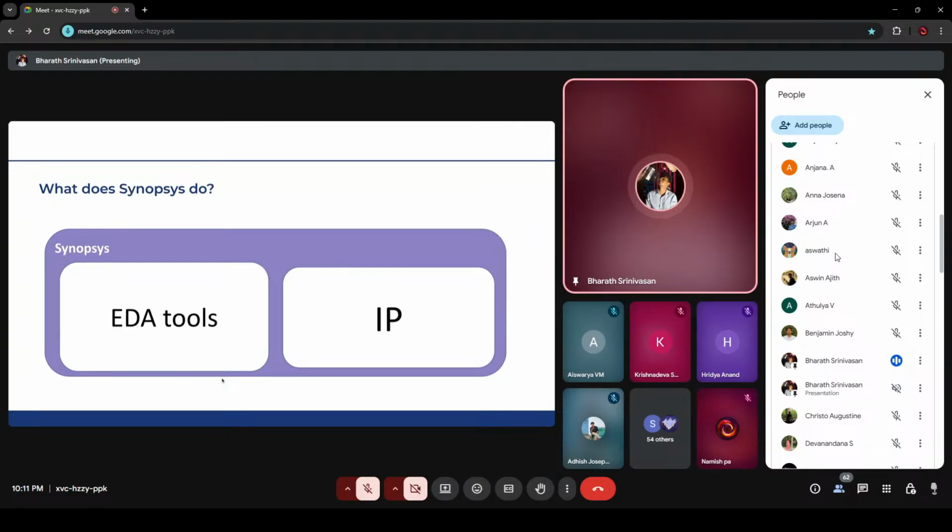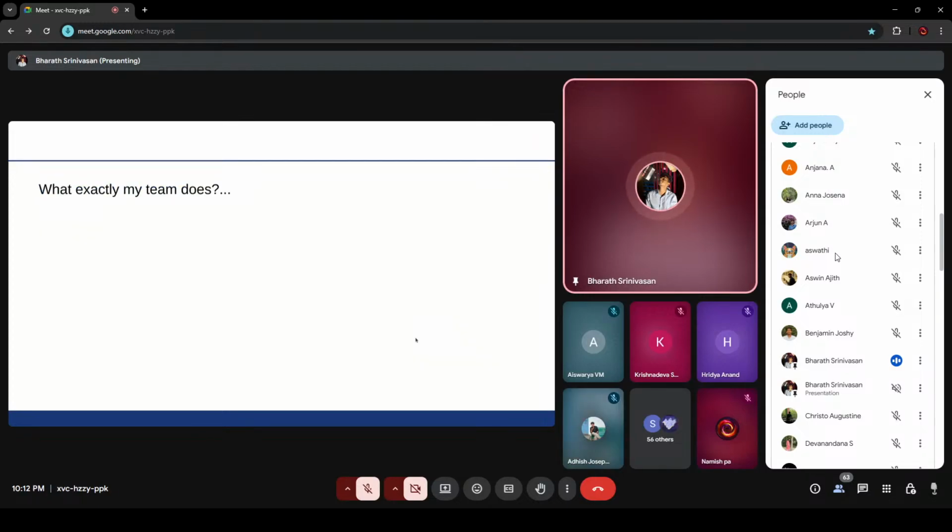So the major business comes from that. But I work in the IP sector, so I help in designing circuits, electronic circuits, again in layman terms. So going further, I told you what Synopsys does, so what does my team do?